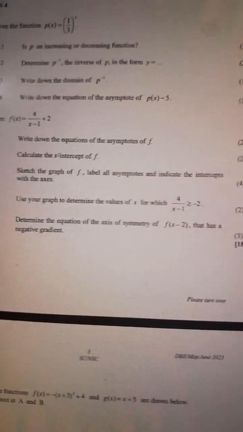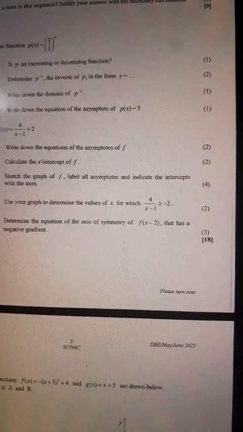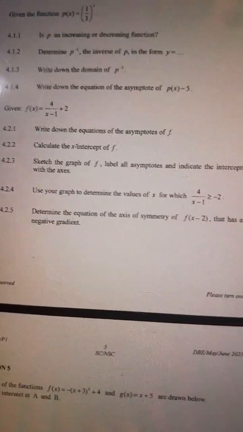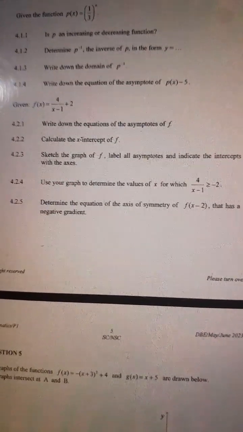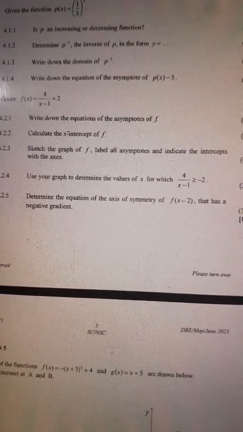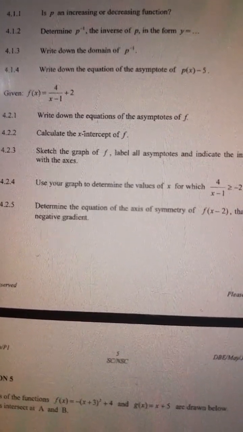At 4.2, we are given a hyperbola, right? Remember, this is a beautiful 18 marks. Functions are nice, guys. You just have to know the basics, then you'll be fine. Write down the equations of the asymptotes of f. So we got a vertical asymptote, which is x minus 1.